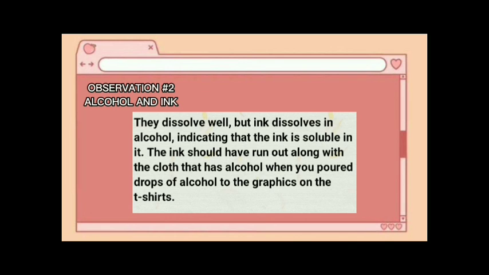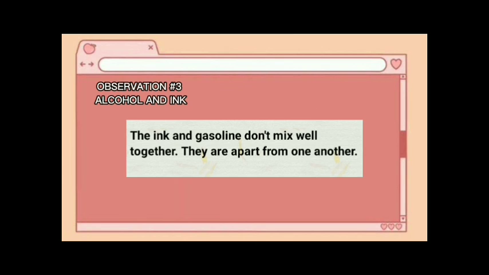Observation number 2. Alcohol and ink. They dissolve well, and ink dissolves in alcohol, indicating that the ink is soluble in it. The ink should run out along with the cloth when you pour drops of alcohol on the graphics on t-shirts. Observation number 3. Ink and gasoline. The ink and gasoline don't mix well together. They stay apart from one another.